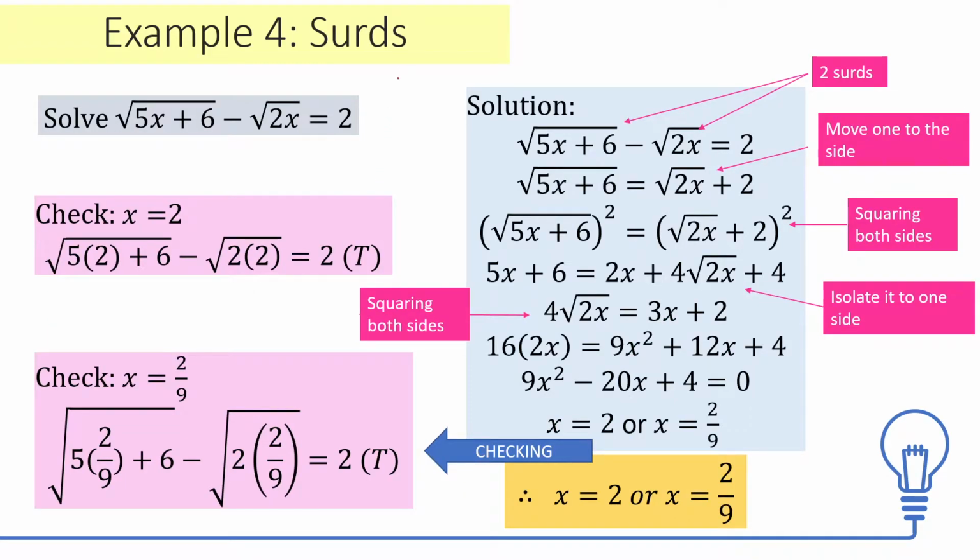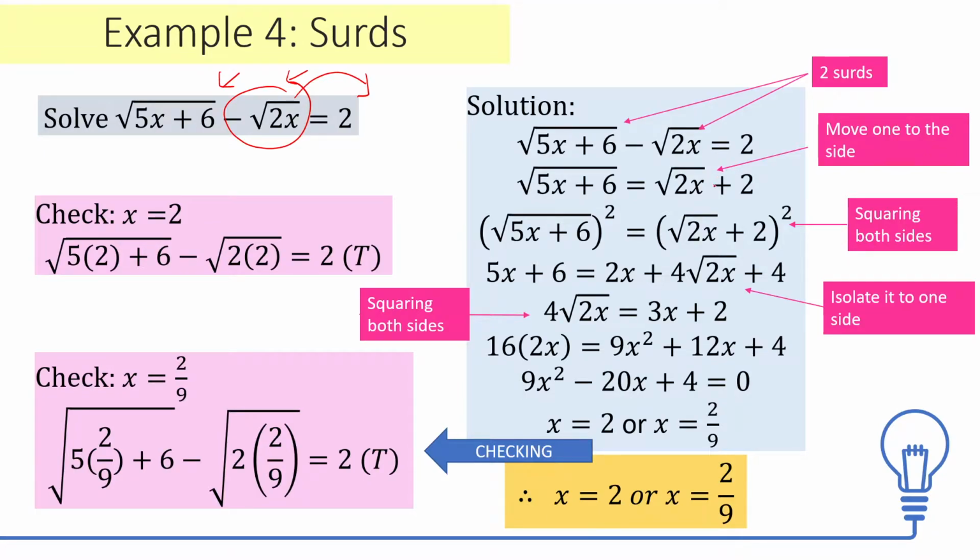Let us look at example 4. Okay, now this example 4 is different from example 1 to 3, which is I have more than one surd, that is 2. Okay, the strategy is still the same. That is, keep one surd on one side. So only one surd at one time. So then what we do is we shift our second surd into the right hand side.